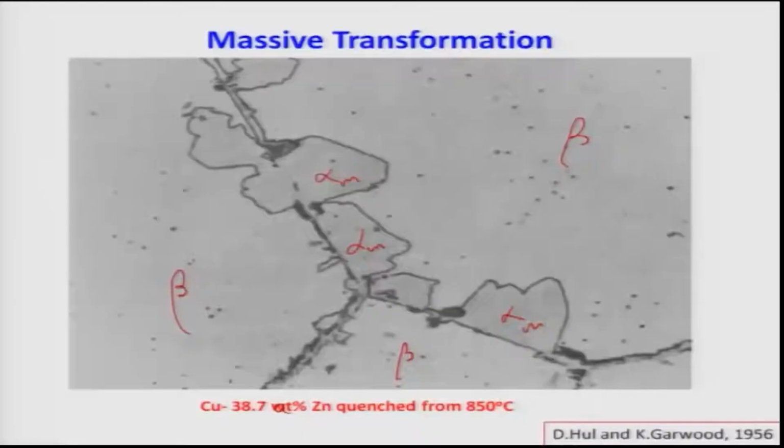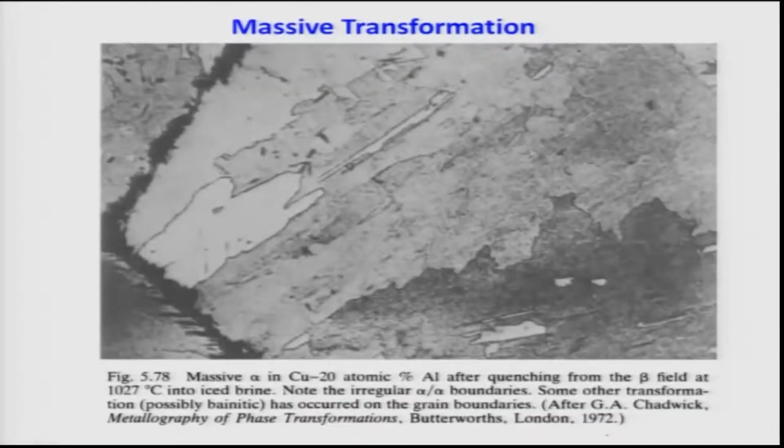So, that is one of the products, taken from Hull and Garhoots. It was done long back in 1956, but it is there in the book also. This is another product of massive transformation, on a copper aluminum alloy, copper with 20 atom percent aluminum, quenched again. I am not showing the phase diagram, you can check the literature, from the beta field at about 1027 degrees Celsius into iced brine.